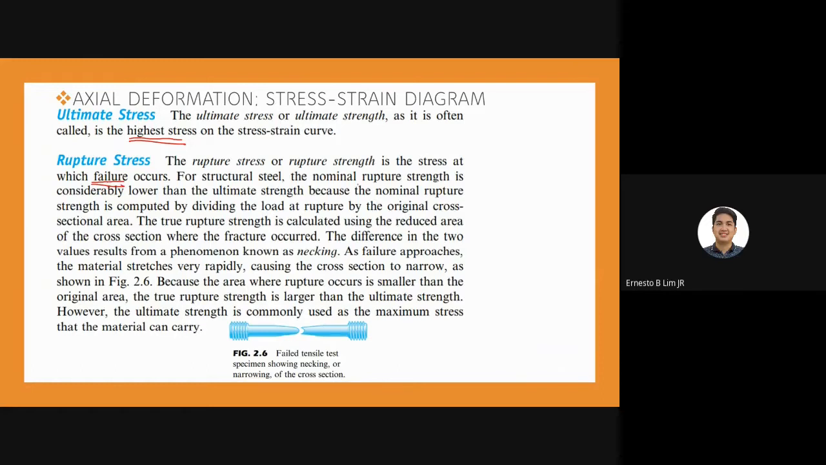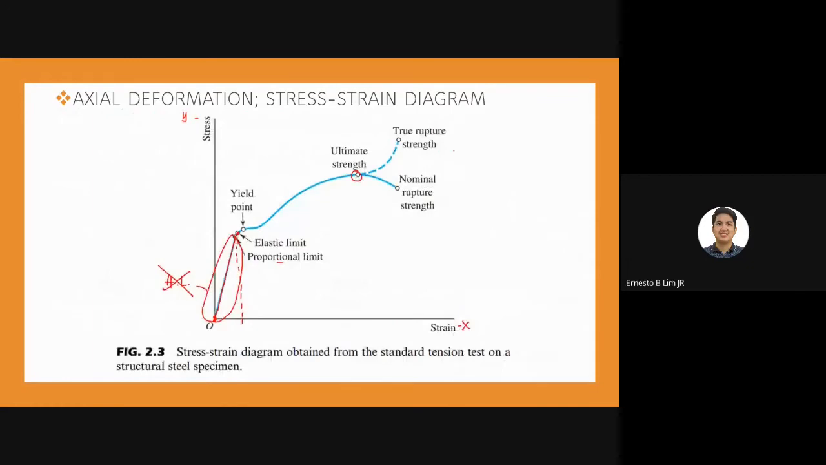Okay, so for structural steel, the nominal rupture strength is considerably lower than the ultimate strength because the nominal rupture strength is computed by dividing the load at rupture by the original cross-sectional area. Okay. So the true rupture strength is calculated using the reduced area of the cross-section where the fracture occurs. So that is a difference between the true rupture strength and the nominal strength, as you can see in the figure. Okay, so nominal rupture strength has a smaller value than the true rupture strength because of that variation in area.